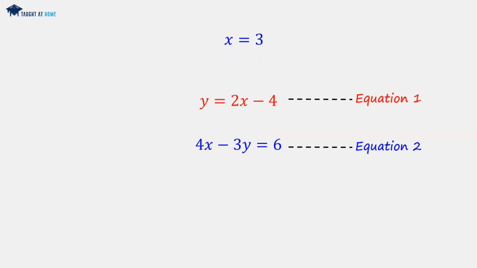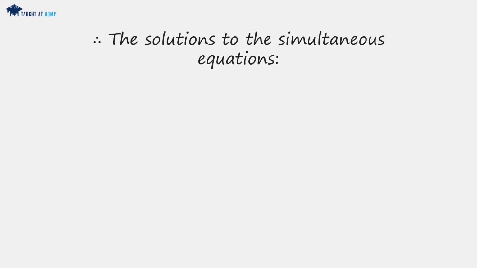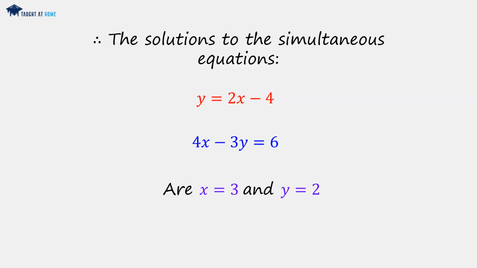And like the previous example, we can substitute x equals 3 in the first equation. And what we'll get is y is equal to 6 minus 4, y is equal to 2. Therefore, the solutions to the simultaneous equations y equals 2x minus 4 and 4x minus 3y equals 6 are x equals 3 and y equals 2. And that's the substitution method.